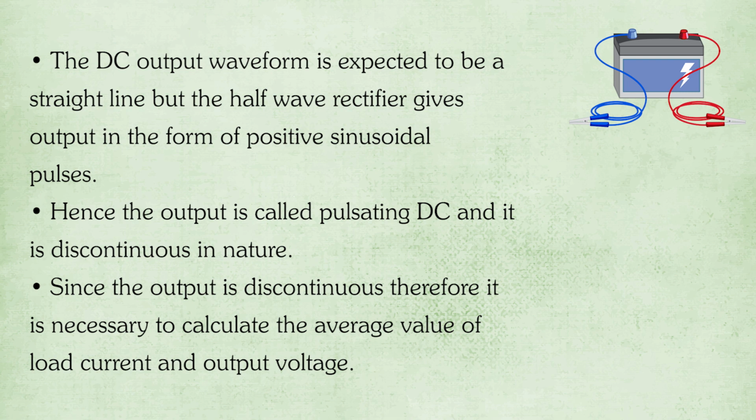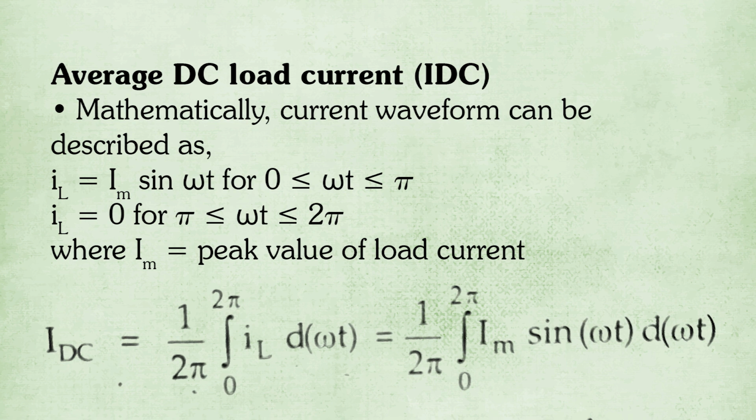The DC output waveform is expected to be a straight line, but the half wave rectifier gives output in the form of positive sinusoidal pulses. Hence, the output is called pulsating DC and it is discontinuous in nature. Since the output is discontinuous, it is necessary to calculate the average value of load current and output voltage. So, let us study the average DC load current. How can we find the value of the load current?